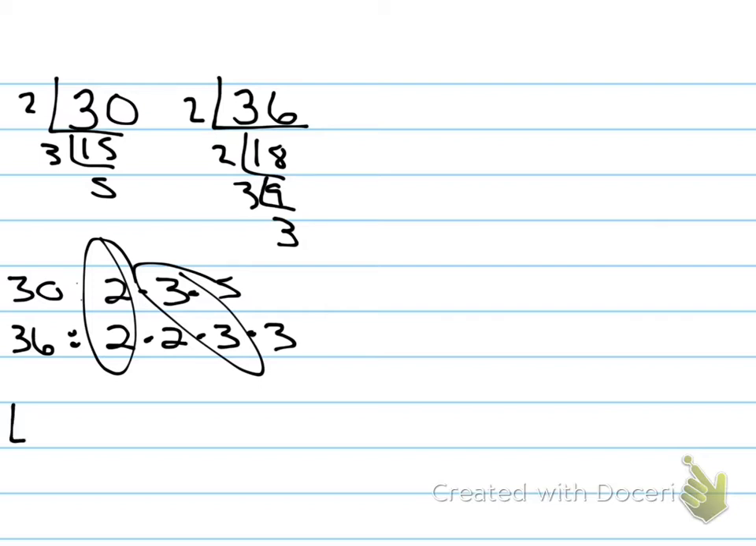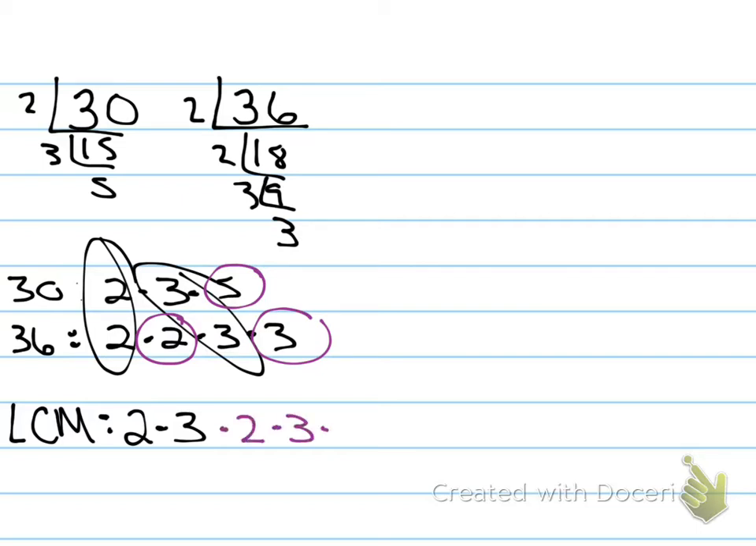However, I'm not finding GCF, I'm finding LCM. But it's still the same process. I still write each group down in my LCM one time. And now I bring down my leftover factors. So 2, 3, and 5, I'm now going to multiply in. So what is 2 times 3 times 2 times 3 times 5? Multiply them all together.